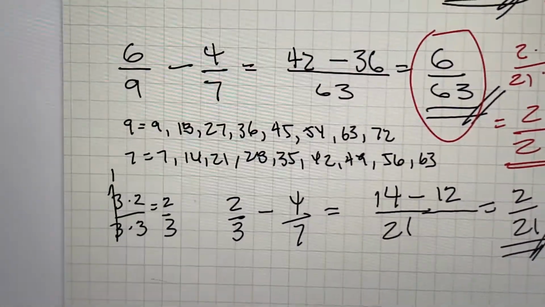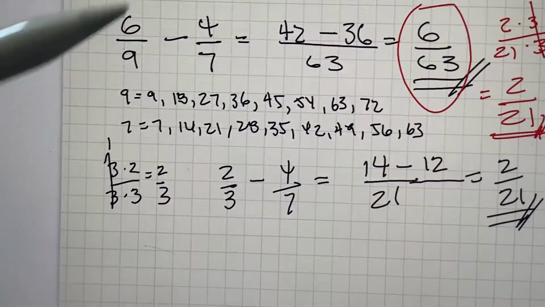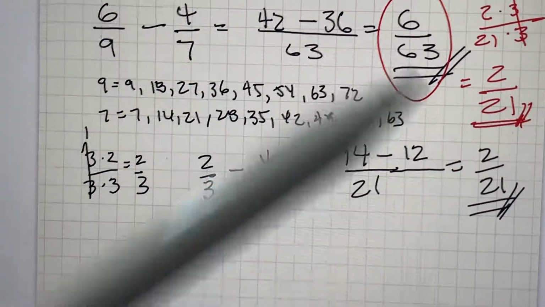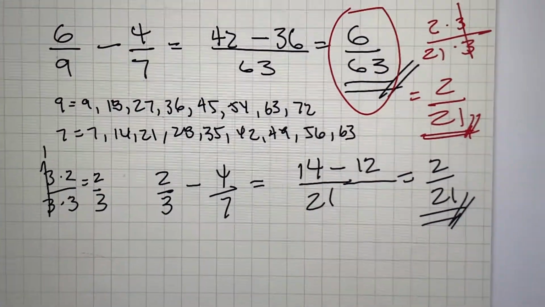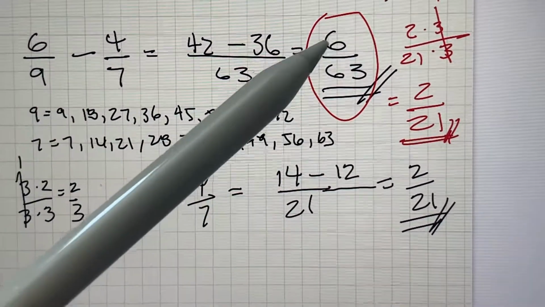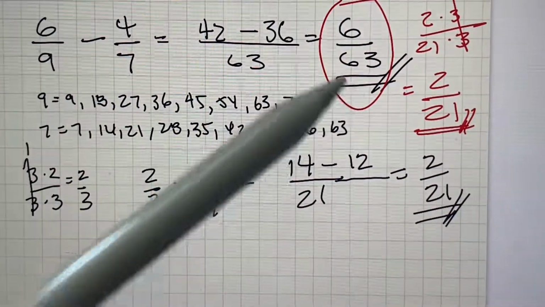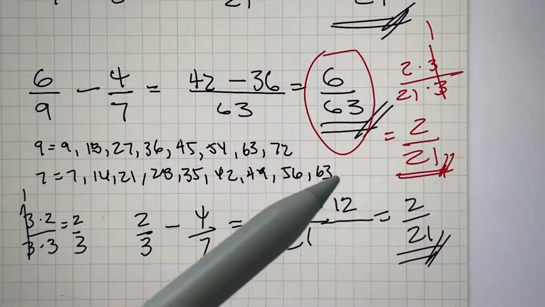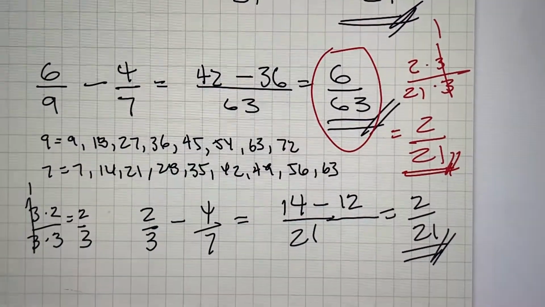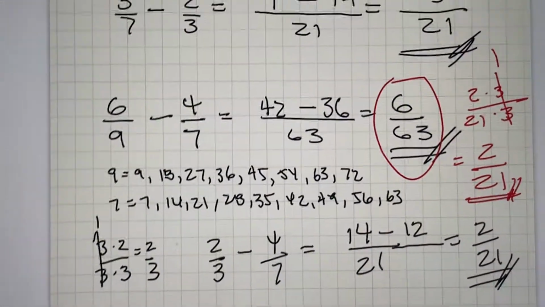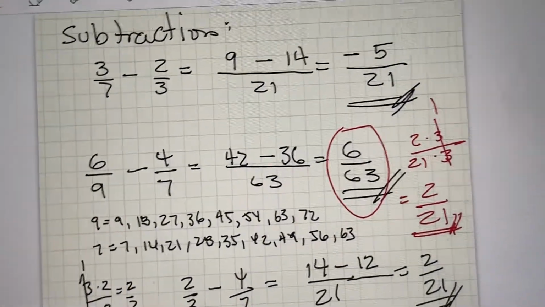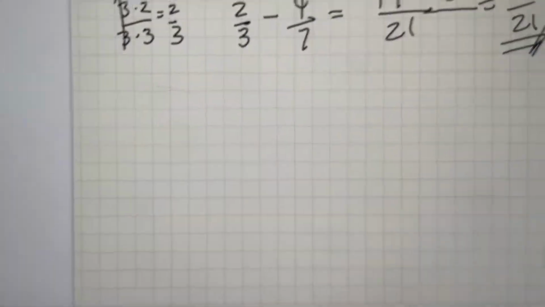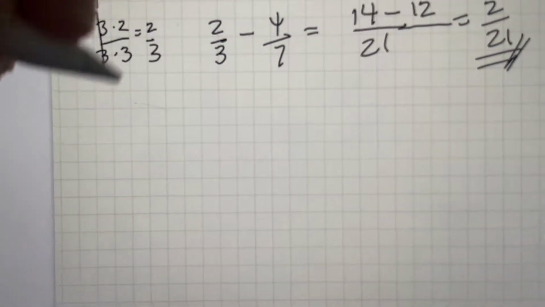And so that means that 6/9 minus 4/7 is the same as 2/3 minus 4/7, which is 2 over 21. So that's how you make sure that you always check your factors and verify whether or not you can reduce the fraction in order to simplify it. Okay? So let's do another exercise, another subtraction exercise. Let's think of another pair.